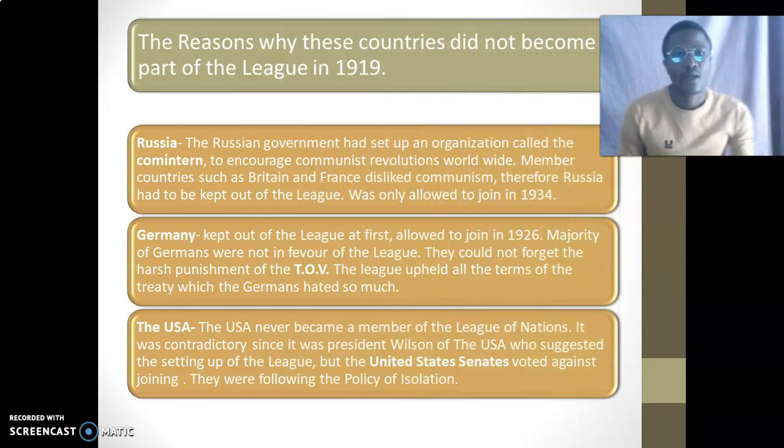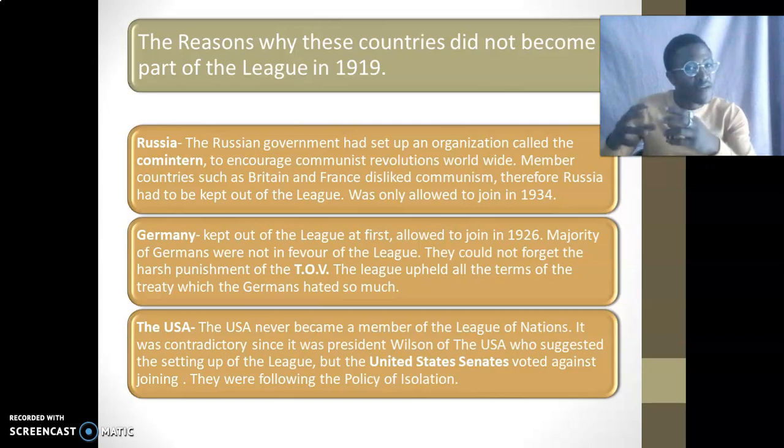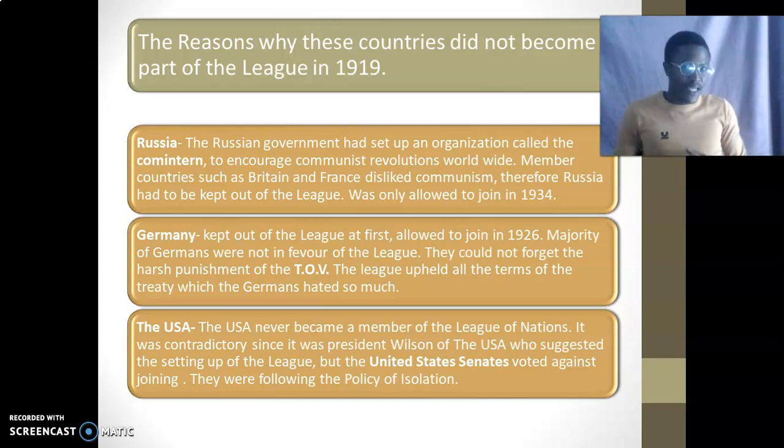Okay, so now we want to look at the reasons why these countries did not become part of the League in 1920. We identified the 3 countries that did not join the League when it was born or when it was conceived. Now we are going to look at the reasons why these countries did not become part of the League. So I hope it's very clear.